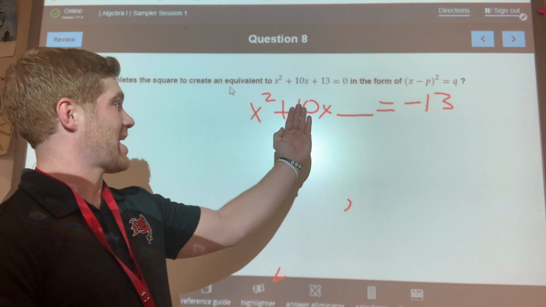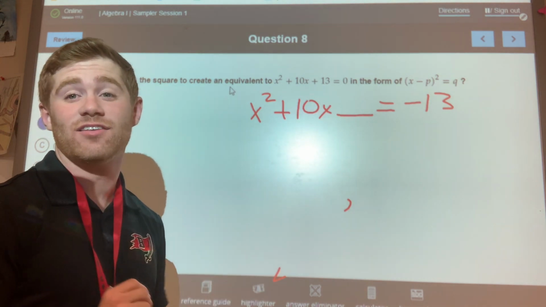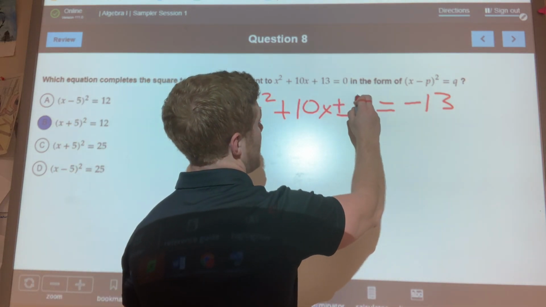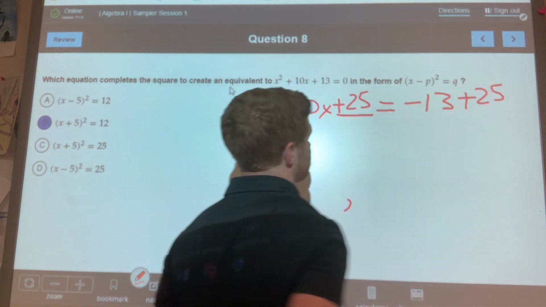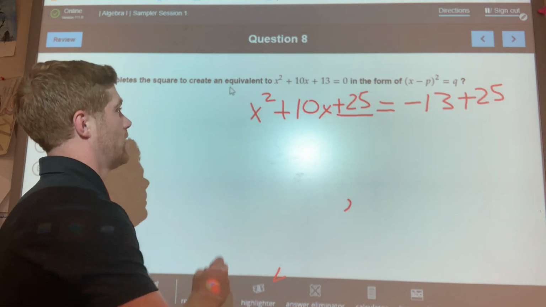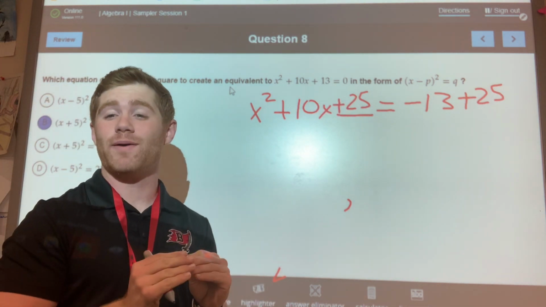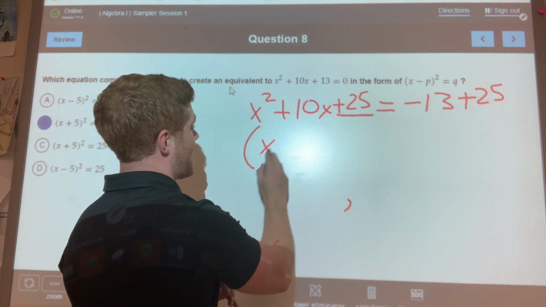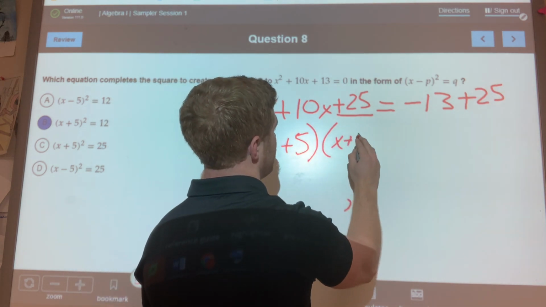I then take half of 10 and I square it. So half of 10 is 5. 5 squared is 25. So I'm going to add 25 to both sides, just like this. Okay, so then I can factor this. x squared plus 10x plus 25. Two numbers that multiply to give me 25 but add to give me 10 I know are going to be x plus 5 and x plus 5.